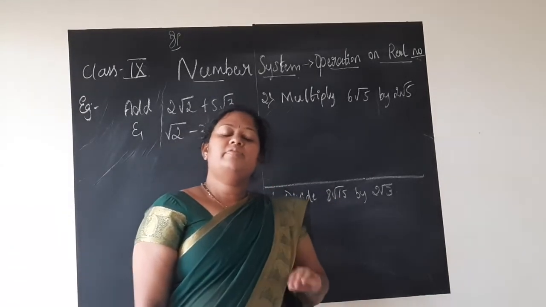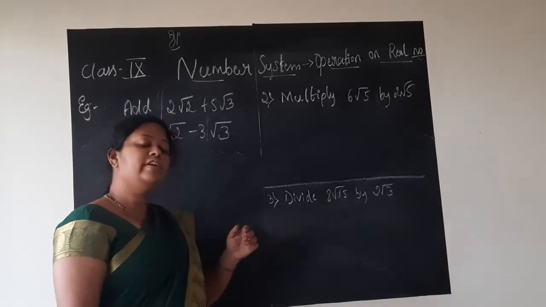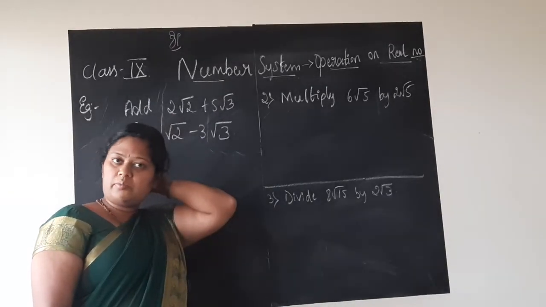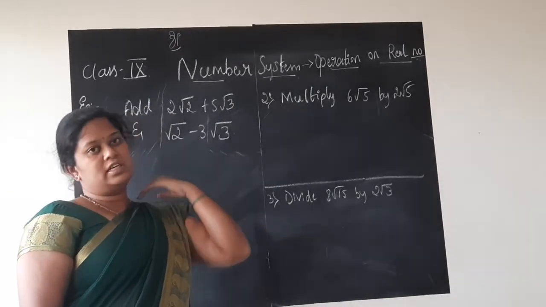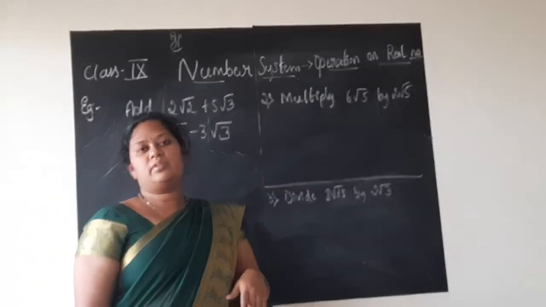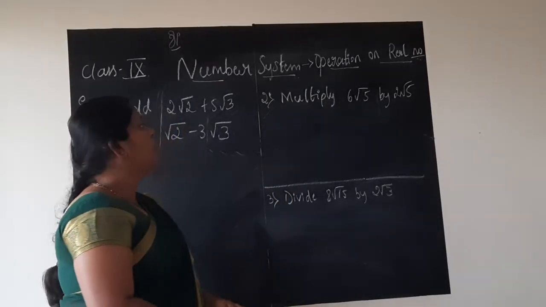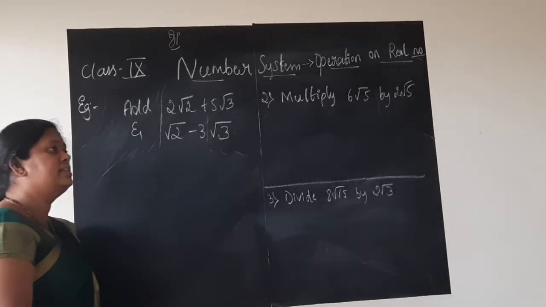So here, before starting with the exercise, I am solving a few exemplar problems on the board. You need not write this in your classwork. Once I start with the exercise, then you can write how to add or subtract these irrational numbers.